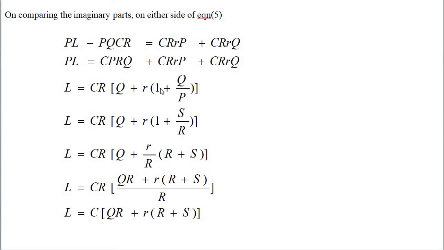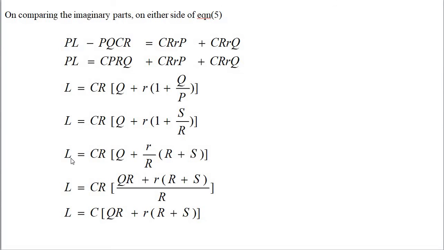So small r into 1 plus here Q by P is here. So this is the equation. When we compare the imaginary part, you will get this equation. So this L is equal to CR into Q plus r into 1 plus S by R, because Q by P is equal to S by R.